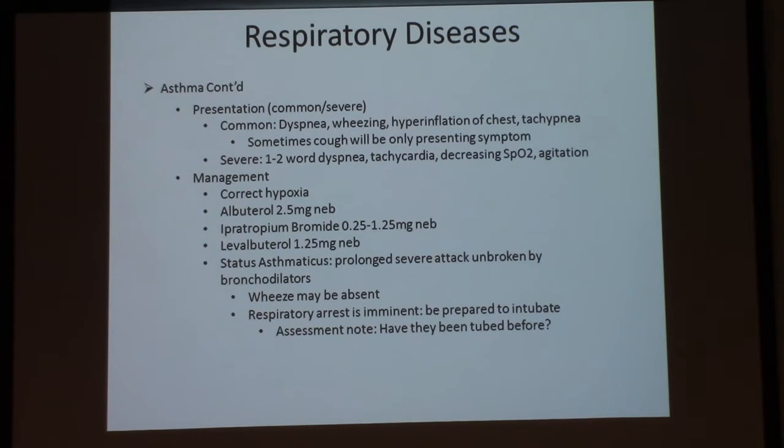Yeah, wheezes may be absent. We currently use 2.5 milligrams of albuterol mixed with 0.5 milligrams of Atrovent, and we put it in the handheld neb. If they're too tired, put it on a mask for them. Let them just have it in front of their face. They don't have to even hold it. It makes things a little bit easier for everybody.